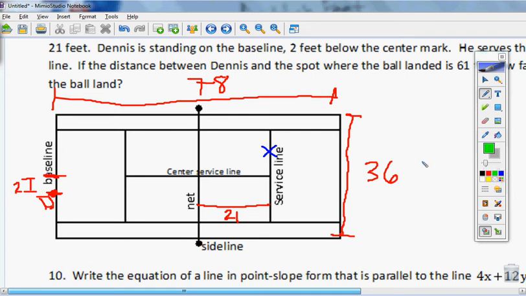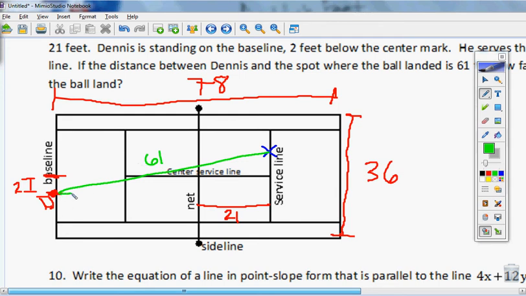All right, so what does this mean? Well, that means the ball went from Dennis. Obviously, there was an arc here, but all it's saying is the spot where Dennis is standing and where the ball landed has a distance of 61 feet. All right, so there's a few ways to do this problem, but I'm going to show you what I think is kind of the best.